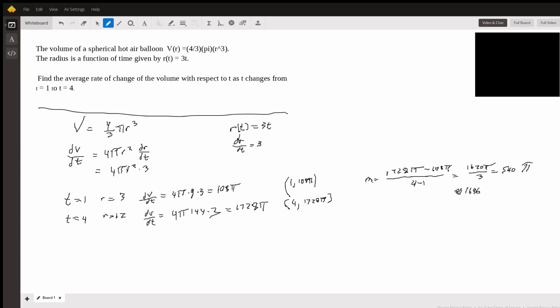I'm a little surprised that they don't put the units in the problem.